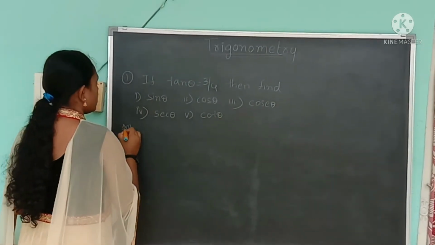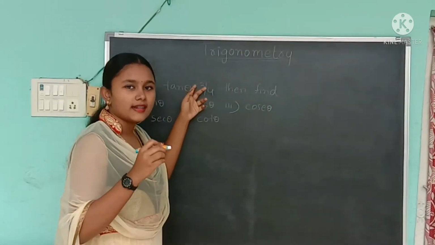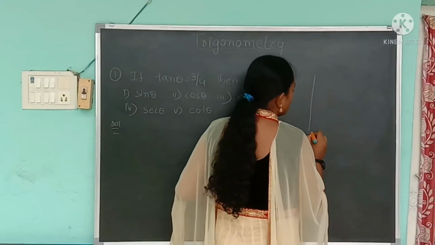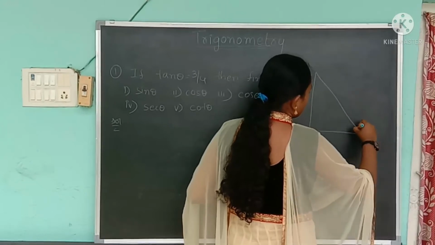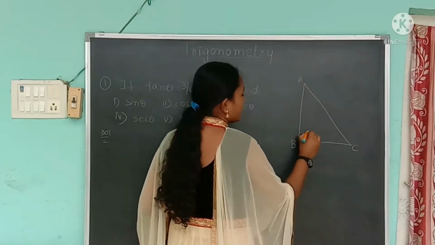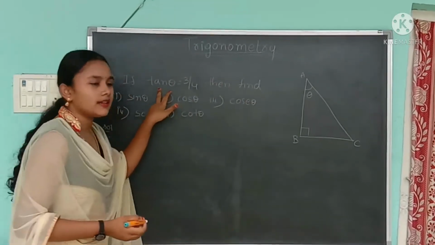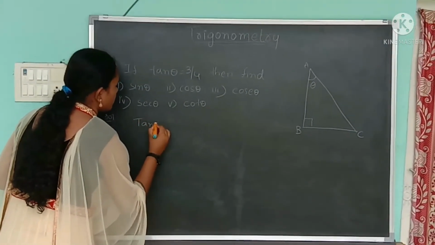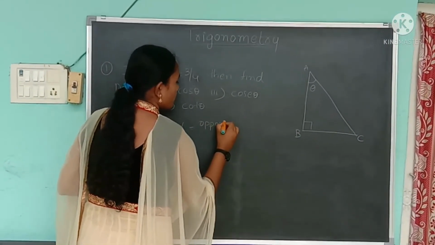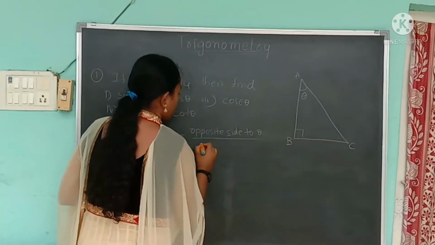So solution: they had given tan theta is equal to 3 by 4. What is tan theta? It is opposite side to theta by adjacent side to theta. So let us draw a triangle, right? So A, B, C. So this right angle at B and theta at A. So tan theta is equal to 3 by 4. That means opposite side to theta by adjacent side to theta.